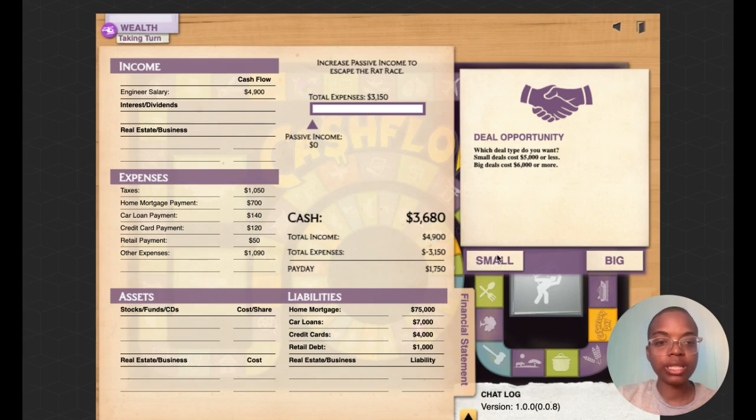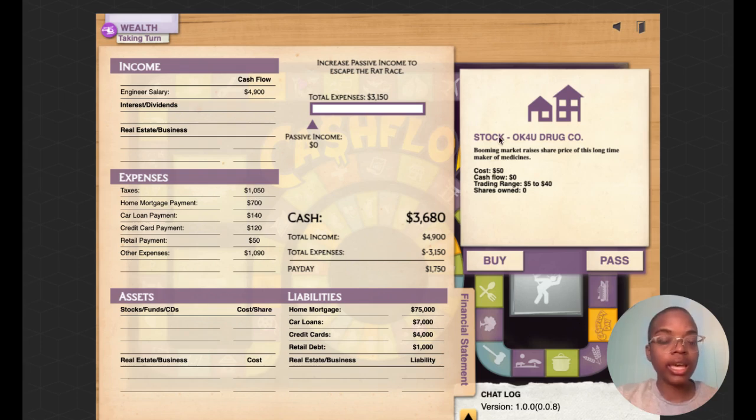Can roll again. I'm at 3680, so I passed payday again. I got paid another 1750. I'm still under the 5,000, so I'm going to take another small deal. And we have another stock that they've offered us. So there's a booming market. Share price is up for this OK4U Drug Company. The cost is $50, and the trading range is from $5 to $40.